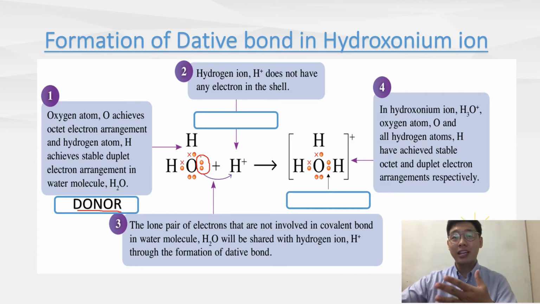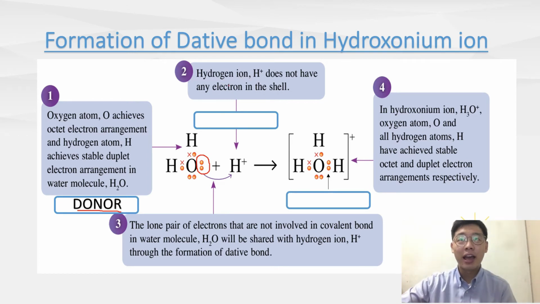And the second, we need to identify the acceptor here. The hydrogen ion does not have any electron in its shell. Hence, the hydrogen ion here is an acceptor.